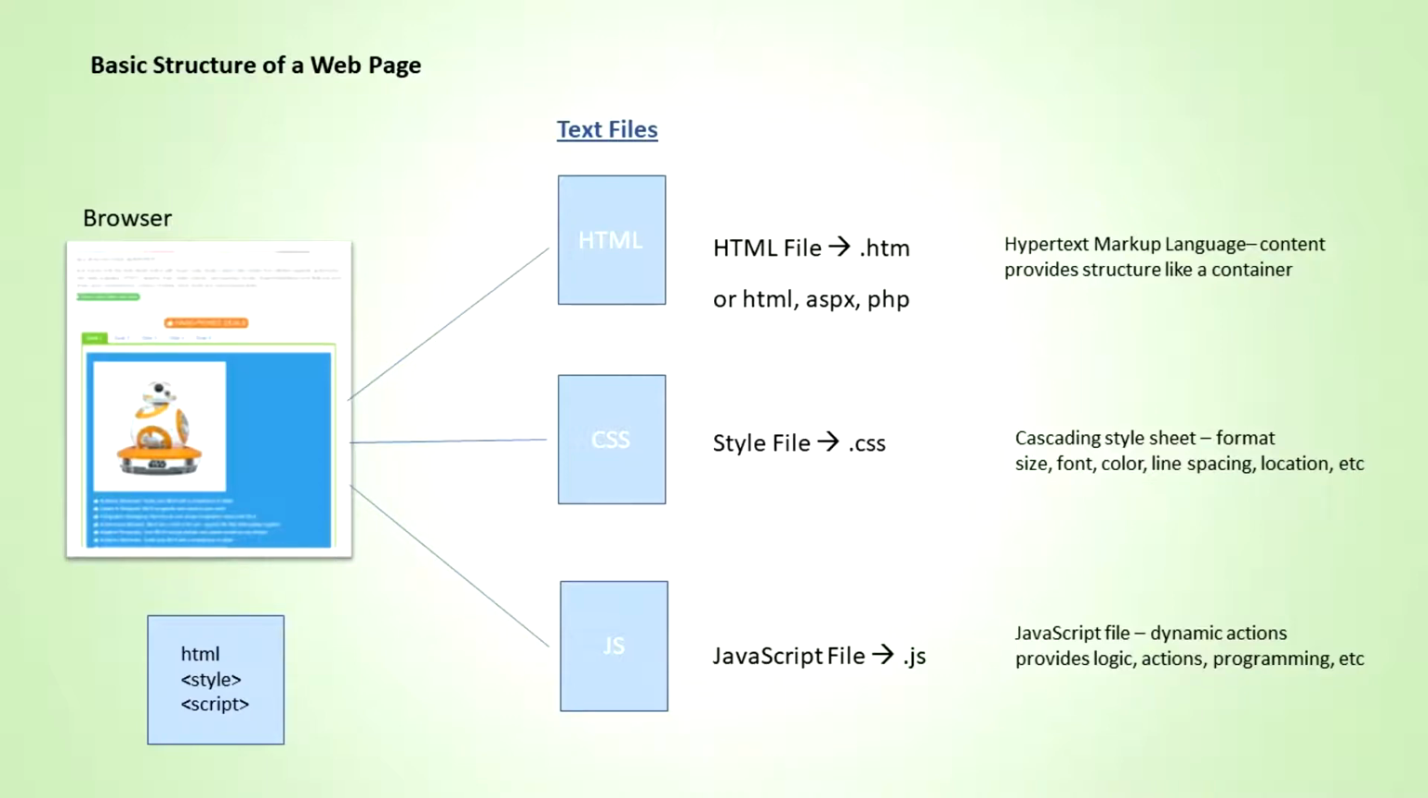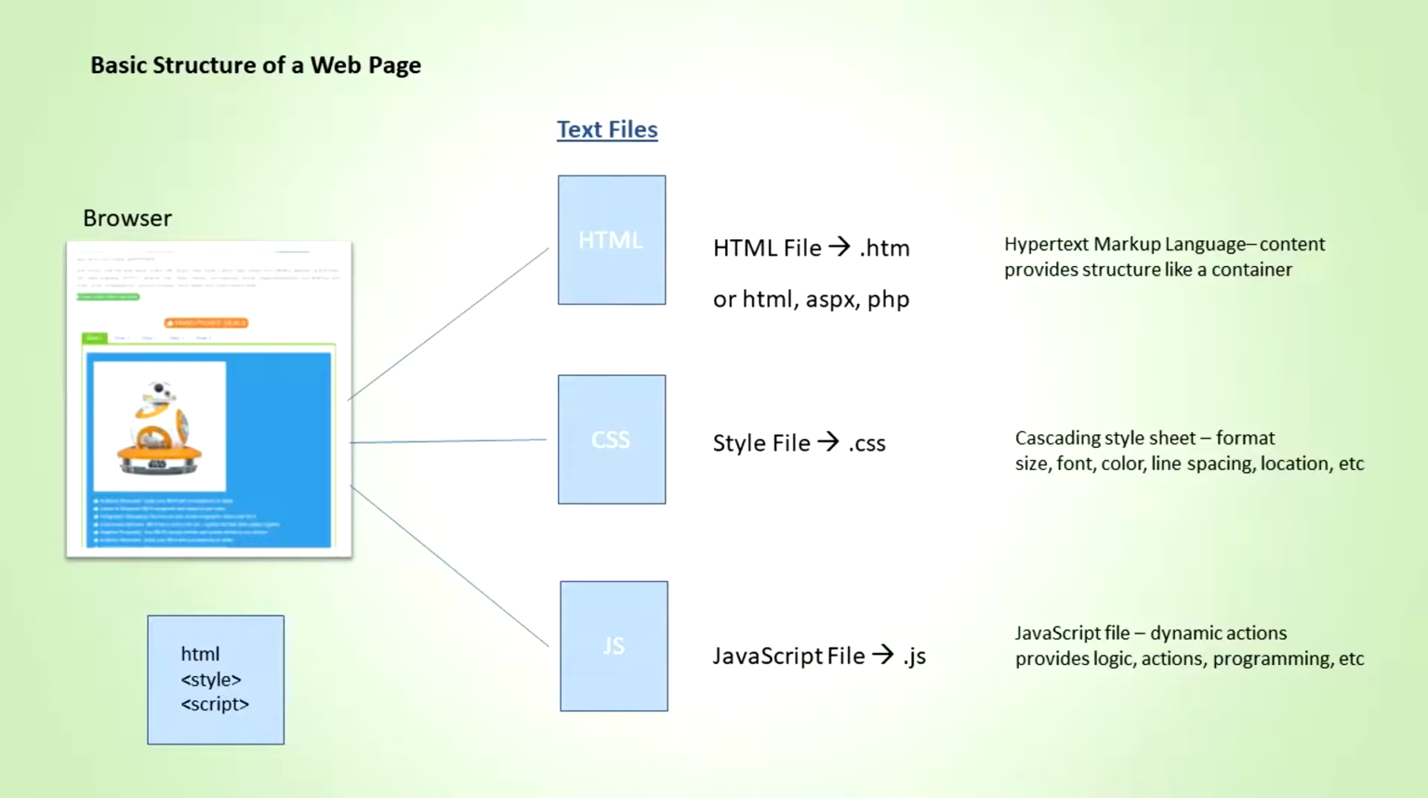Okay, let's discuss the basic structure of a web page. It consists of three text files: HTML, CSS, and JavaScript. Think of the HTML file as the container of the web page. This also means that the web page is written in HTML code, as it provides the content and the structure of a web page. Without the HTML file, there is no web page.